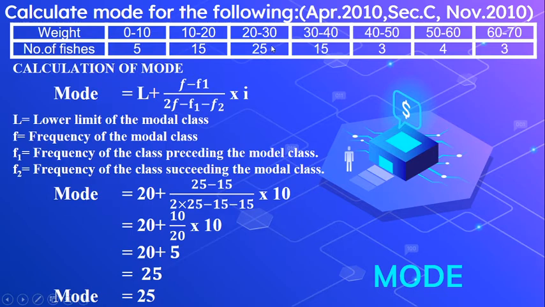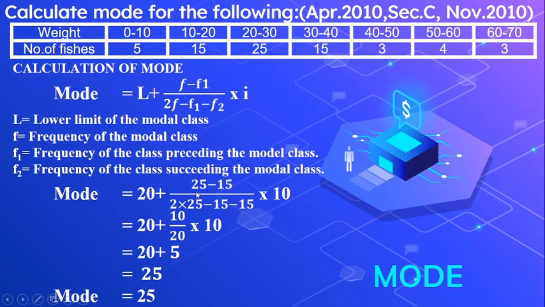So first find the maximum frequency. The maximum frequency over here is 25, and the modal class, the class interval for the mode, is 20 to 30. Maximum frequency is 25, modal class is 20 to 30, and the lower limit 20 is L. So we take L as 20. 20 is taken plus F, that's the frequency which we just said.